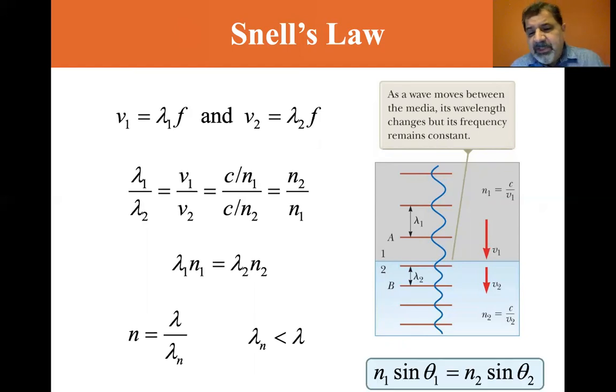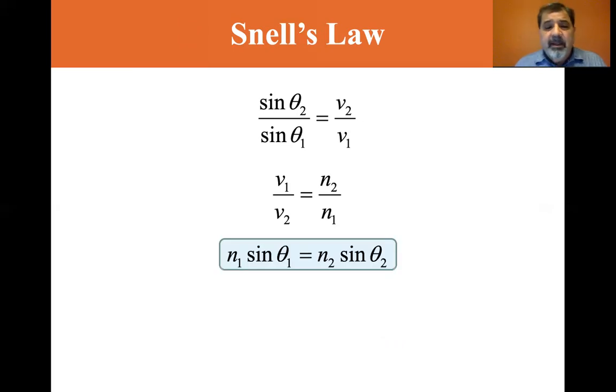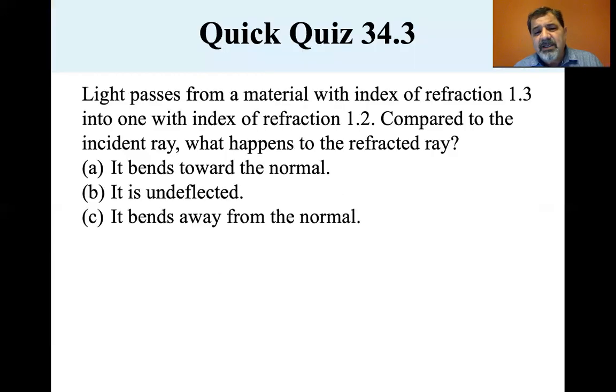And n1 sine theta 1 is equal to n2 sine theta 2. Snell's law, okay? Sine theta 2 over sine theta 1 is equal to V2 over V1, or V1 over V2, again that inverse relationship, is equal to the ratio of n2 over n1. So n1 sine theta 1 equals n2 sine theta 2.